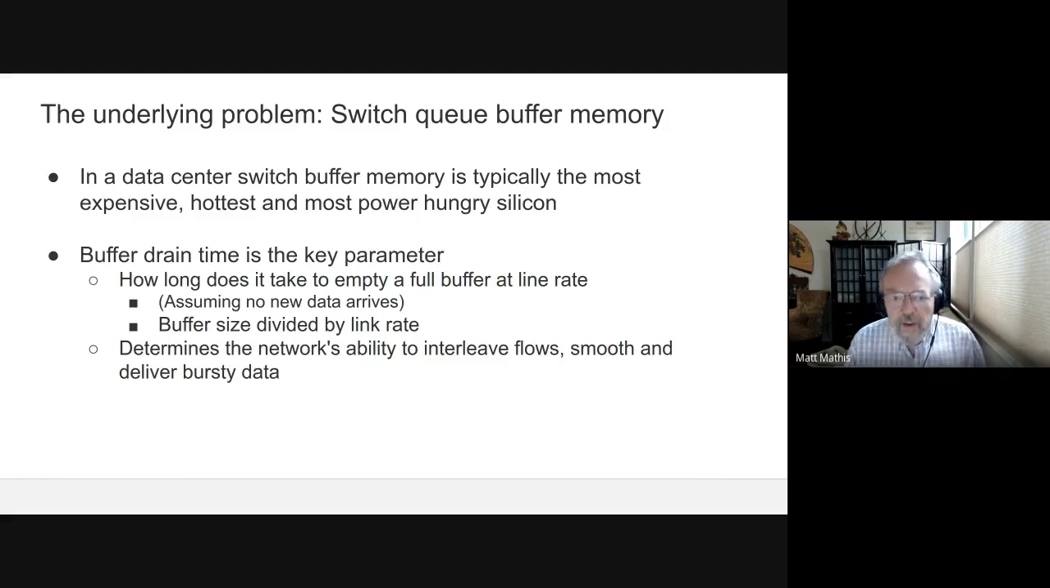The key parameter is the buffer drain time, which determines how much the buffering can smooth out the statistical multiplexing in the network. And this is absolutely crucial for the functioning internet, that the queues can absorb interleaved flows and smooth them out and deliver them.